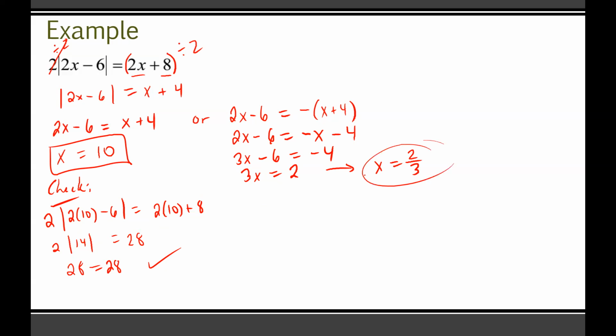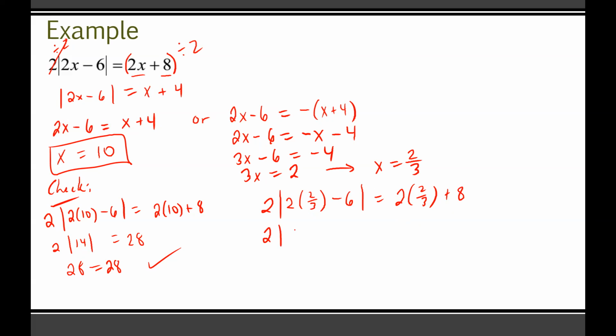Next one over here, we're going to try this x equals 2/3. I shouldn't circle that. That's getting ahead of myself here. So we're going to check this. 2 times the absolute value of 2 times 2/3 minus 6. And we want to see if that equals 2 times 2/3 plus 8. Okay, this one's going to be really sneaky. Start with the innermost brackets here. 2 times 2/3. This is going to give us 2 times the absolute value of 4/3.